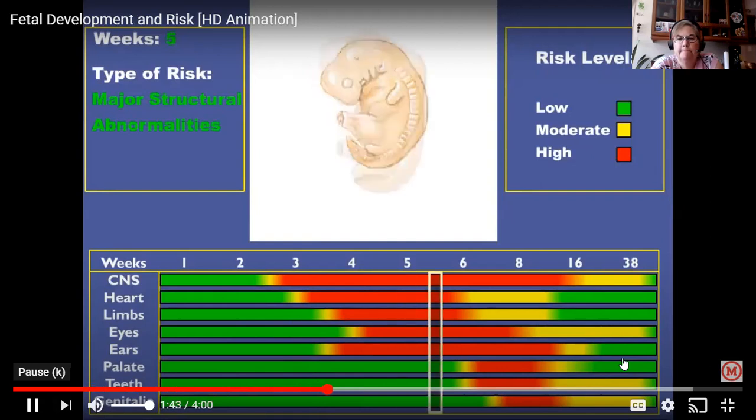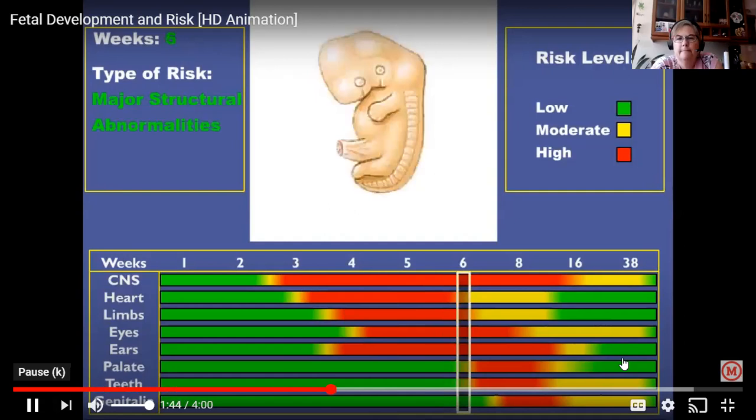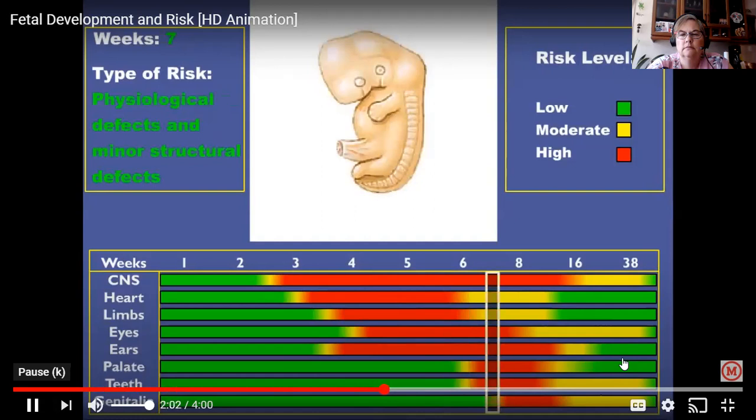By 6 weeks, the heart is beating, the eyes and limb buds are present. This period shows high risk for major structural abnormalities to the central nervous system, eyes, ears, palate, and teeth, and moderate risk to the heart and limbs. The first trimester is the period when the fetus is most susceptible. The high risk to the palate appears to be limited from 6 to 9 weeks, while risk to the teeth and genitalia continue right through to term.